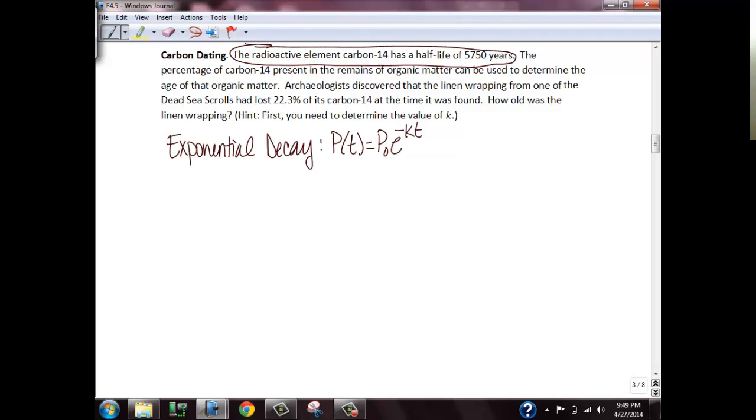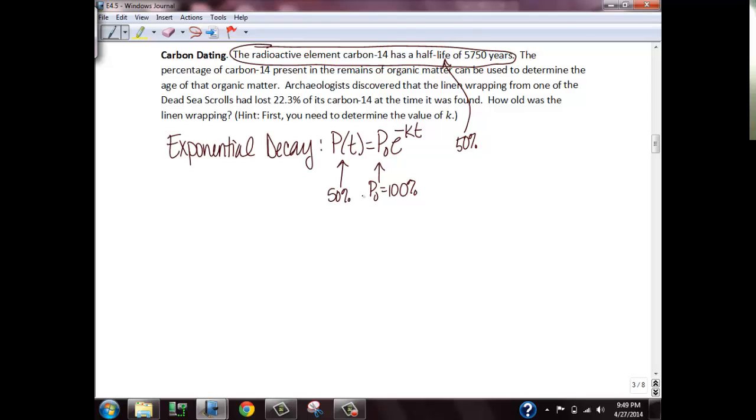This first sentence says, an element has a half-life of 5750 years. Okay, a half-life means whatever you started out with, you ended up with half that amount at a certain time. So I'm going to assume that we start out with 100% of our carbon. So I'm going to say here that P naught has to be 100%. And then because we're talking about a half-life, that means that we're ending up with 50%. So that's going to be my ending value.